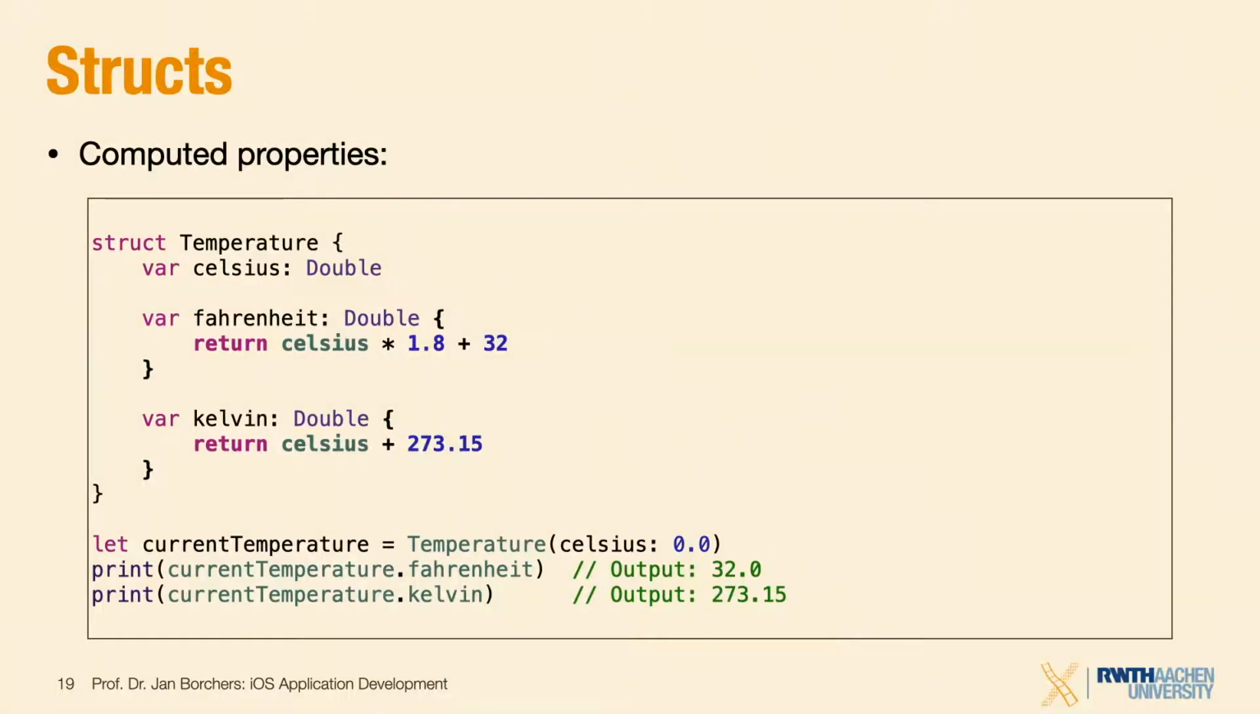So this keeps the state consistent, right? We only have the Celsius value ever, and we always know that Fahrenheit and Kelvin remain correct.